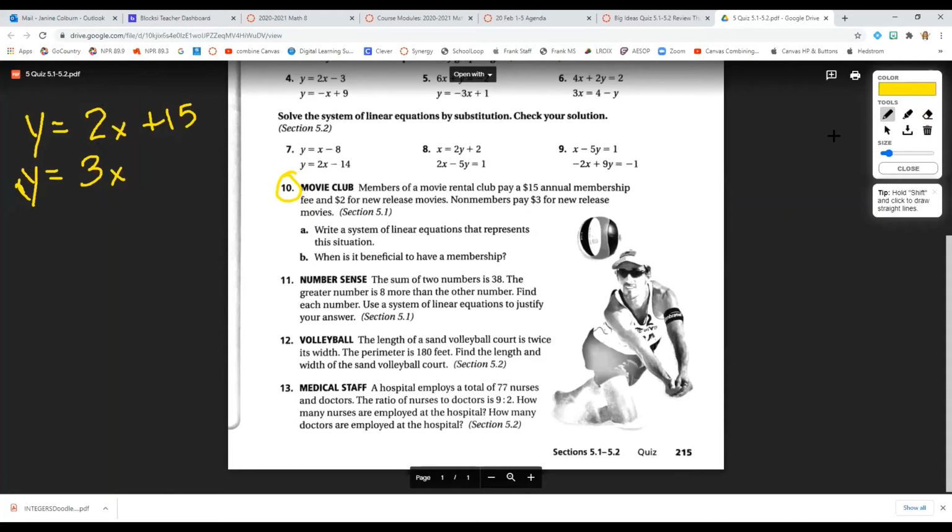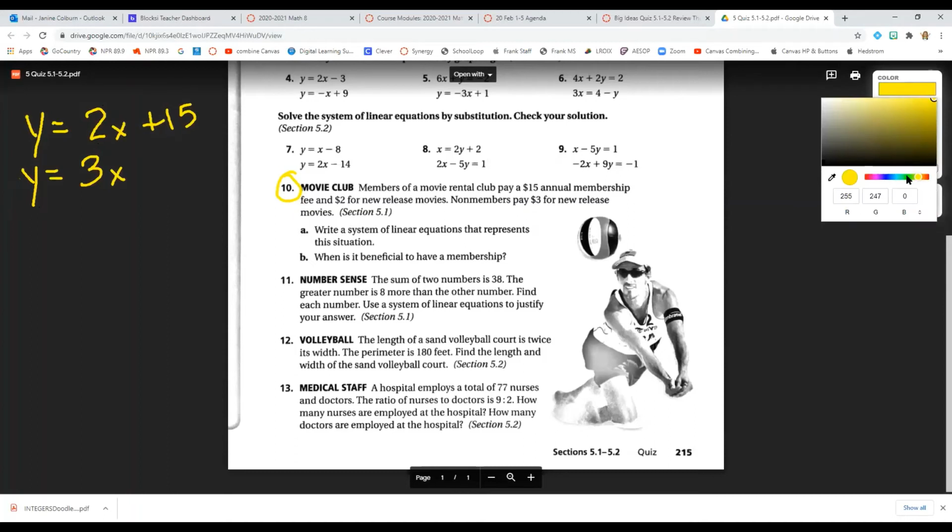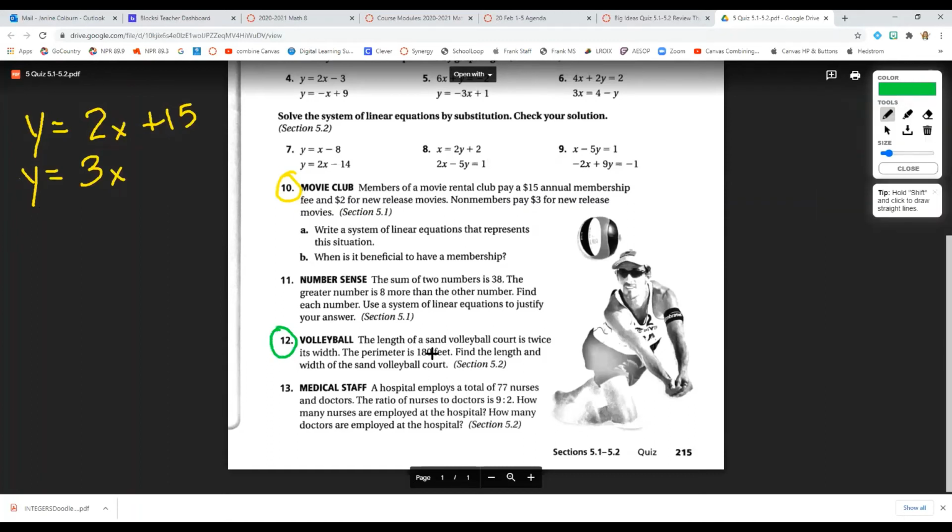Let's clean that up. There we go. Okay, so now let's take a look at number 12. The length of a sand volleyball court is twice its width. The perimeter is 180 feet. Find the length and width of the sand volleyball court.